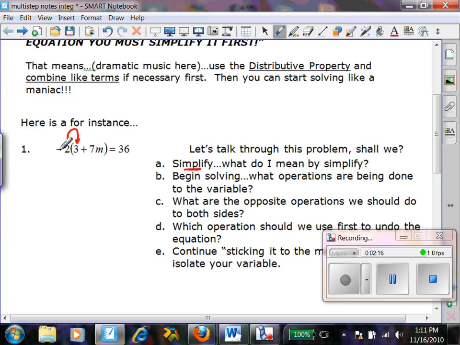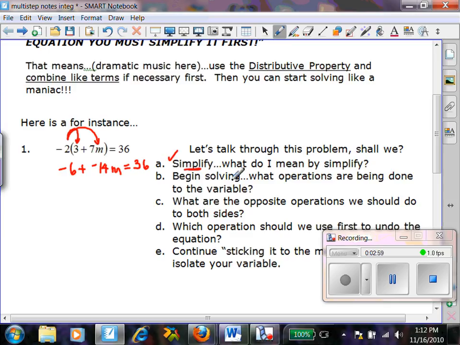So if I take -2 times 3, that's going to give me what? It's -6. Good for you. I want to bring down my plus sign. And then I'm going to distribute that -2 to the 7m. -2 times 7 is, wait for it, -14. And then you bring along the m. We have distributed everything, and now we rewrite the rest of the problem, equals 36. Okay, now we've done part A, check.